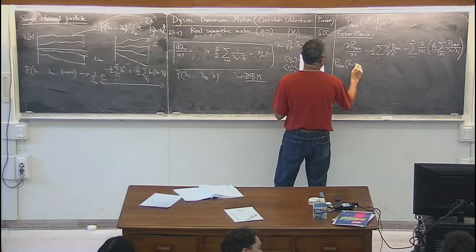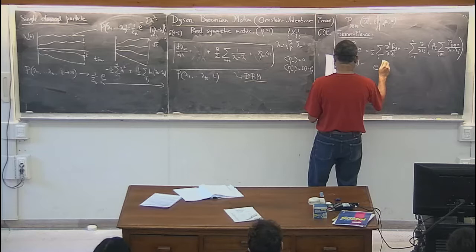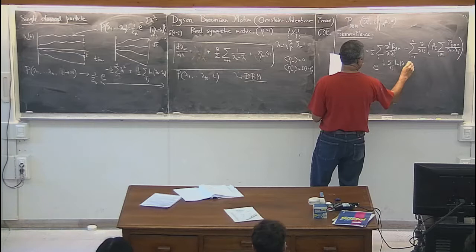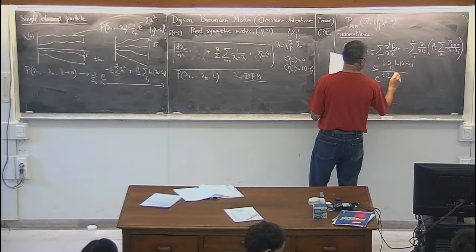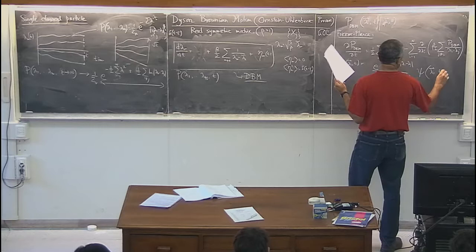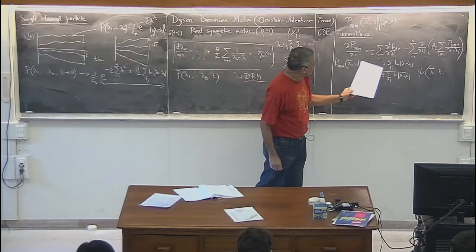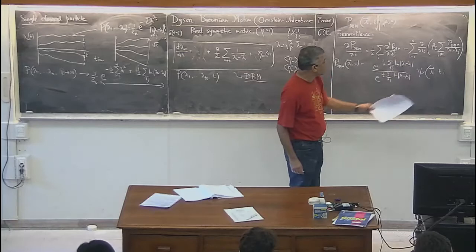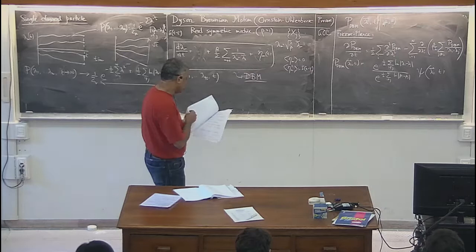Okay, so let me just write e to the power... and I can divide by, this is not very important, but the initial values, times some psi, which is again a function of lambda and t. So in this equation you just replace this guy, multiply by this factor, and write down the equation for this psi of lambda and t.